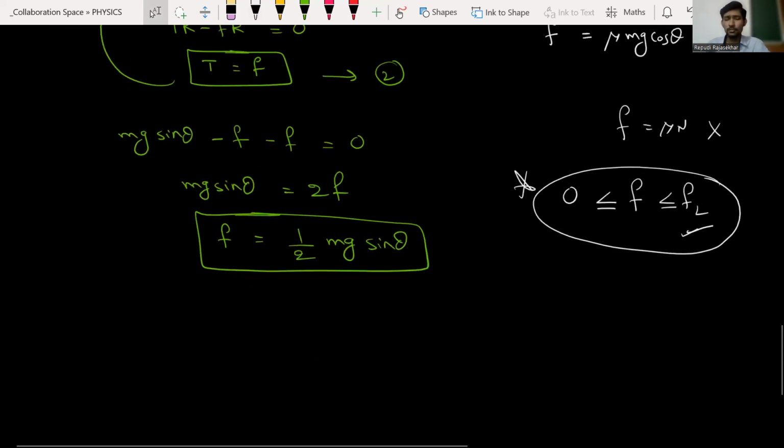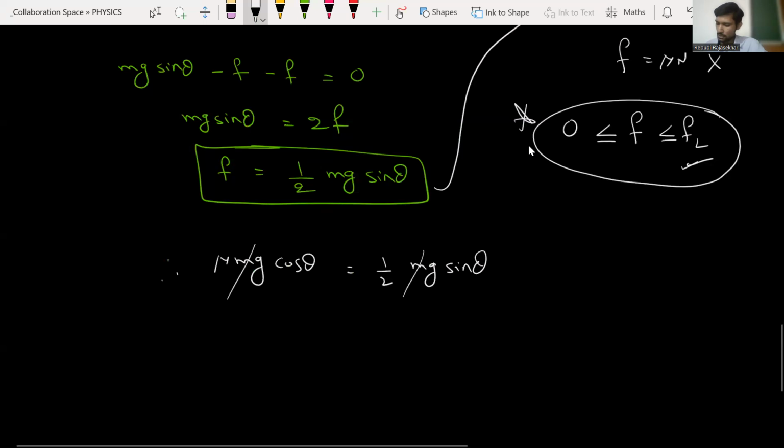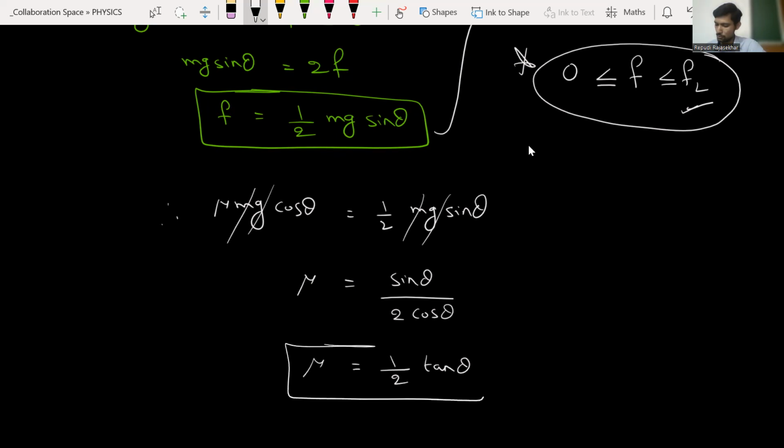But here, in the question they're asking for the minimum value of mu, so we can equate these two equations. Just equate mu into mg cos theta, which equals half into mg sin theta. Now the m values get cancelled, the g values get cancelled. So mu equals sin theta by 2 cos theta, which can be written as 1 by 2 into sin upon cos, which is nothing but tan theta. So mu equals half into tan theta. This is the answer for the given question.